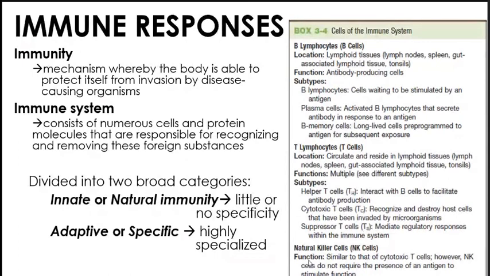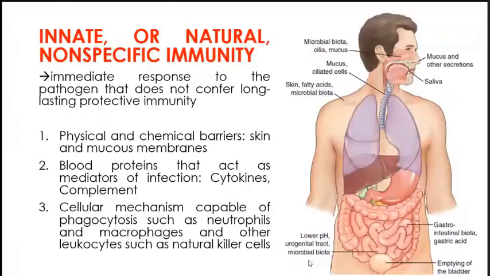So adaptive or specific is more highly specialized. Now innate, as you said earlier, is your immediate response to the pathogen that does not confer long-lasting protective immunity. This can be through physical and chemical barriers, through blood proteins that act as mediators of infection, and our cellular mechanisms capable of phagocytosis, such as neutrophils and macrophages, and other leukocytes such as natural killer cells.